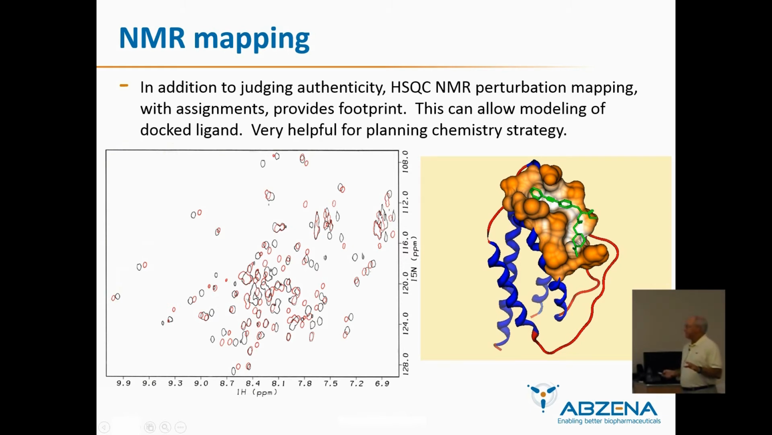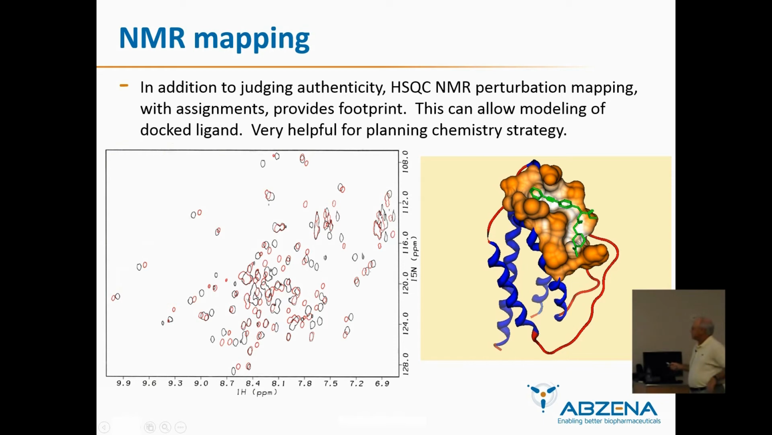And then, as I was saying, because you know where all these NHs are in the backbone, you can map the location of binding. So you look for the biggest perturbations, and then you highlight that region of the protein. So in this case, here's the structure of the protein in cartoon form, and then I've just made a surface for the most perturbed residues. So that immediately tells you what your binding site is.